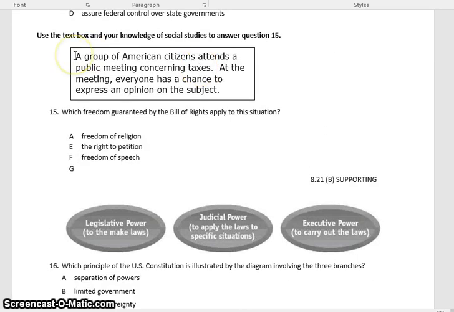15. A group of American citizens attends a public meeting concerning taxes. At the meeting, everyone has a chance to express an opinion on the subject, so they're all able to say what they think on a subject. Which freedom guaranteed by the Bill of Rights applies to this situation?